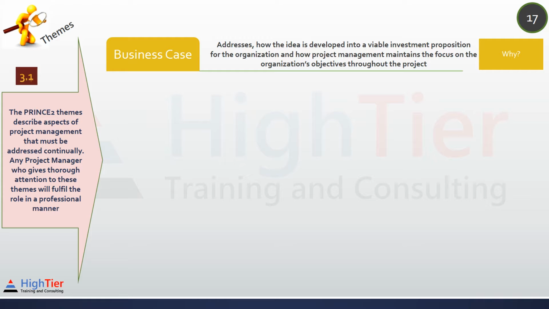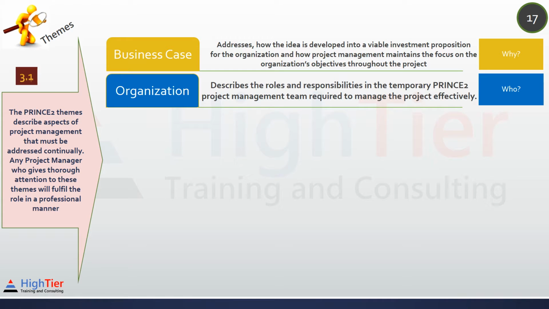doing this project? Organization. The organization sponsoring the project needs to allocate the work to managers who will be responsible for it and steer it through to completion. Projects are cross-functional, so the normal line function structures are not suitable. This theme describes the roles and responsibilities in the temporary PRINCE2 project management team required to manage the project effectively. Answers the question, who is who in the zoo?